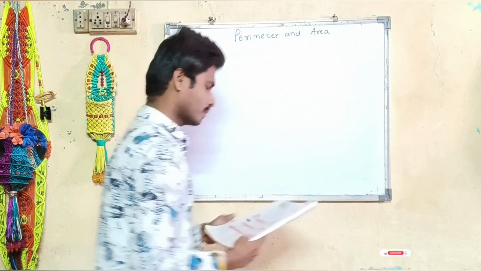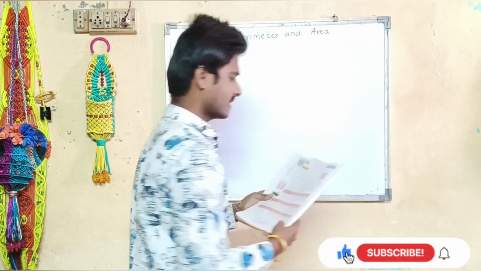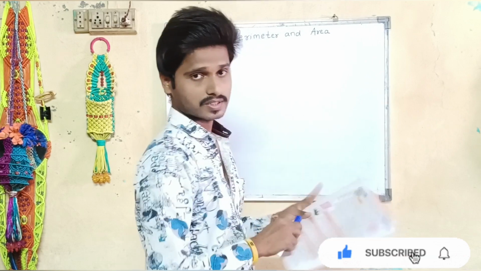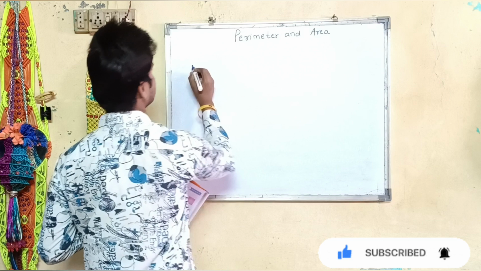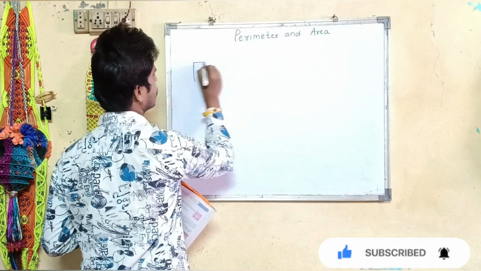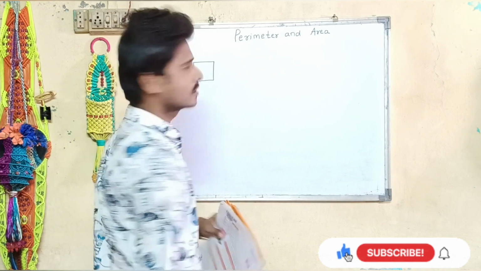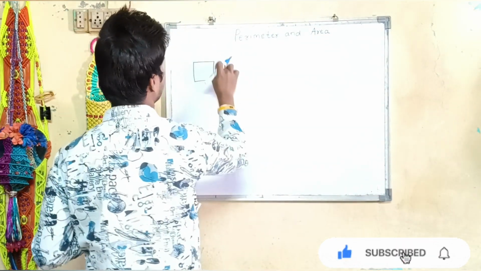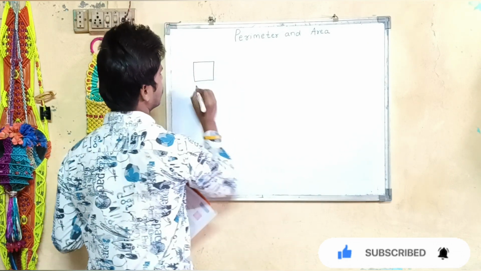So first in your textbook page number 70 you can see what they are asking you: the perimeter of the square is the sum of length of all the four sides of a square. So what is perimeter? With the figure we will understand it. Suppose this is a square. Okay, so what will be the perimeter? Just now we have seen, we just have to add the given sides of the closed figure. So this is a square.